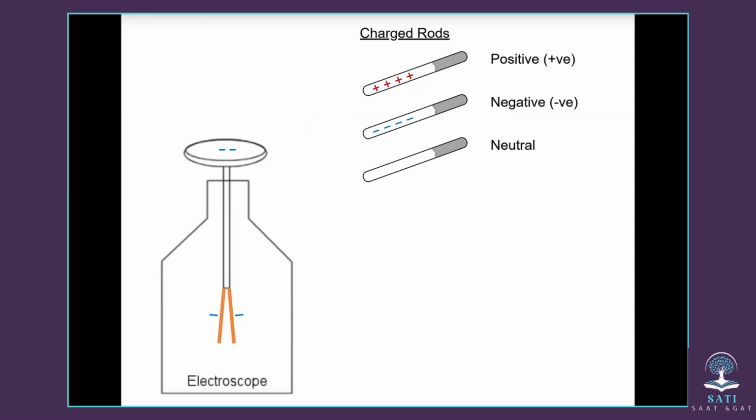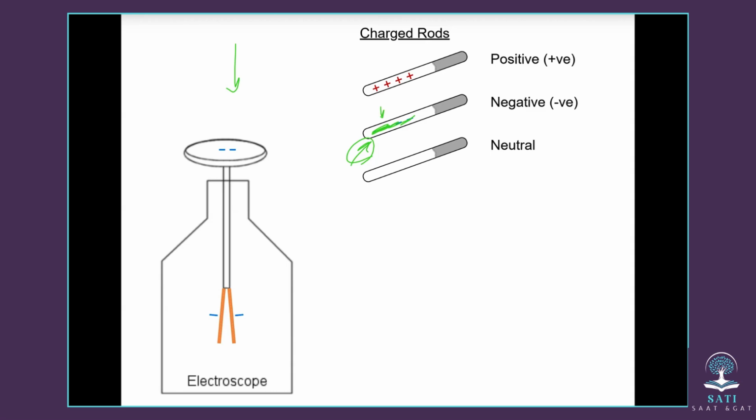Okay, now in this case, for example, I have an electroscope, as you see. It has two leaves that are partially opened. And I have a rod here, and for example, I don't know what type of rod it is. I don't know if it is positive or negative. Now, when I move it to the electroscope, what will happen if it is positive and what will happen if it is negative? I don't know the charge of this rod.